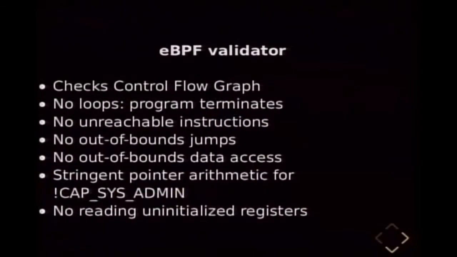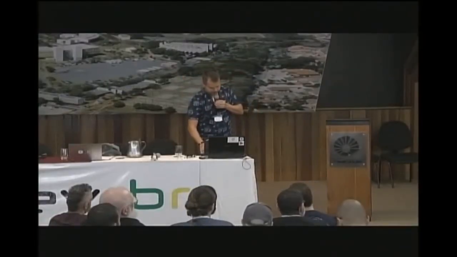Some more details about eBPF, the validator. It will check the program control flow graph. It will say, look, this program will finish. This program doesn't have loops. The program doesn't have any place that is unreachable. It will look at lots of things that are involved in exploiting the kernel using the existing interface. It checks lots of things. If you try to access something that was not initialized, that's a way for you to collect some information that was there just before and do a side channel, et cetera.